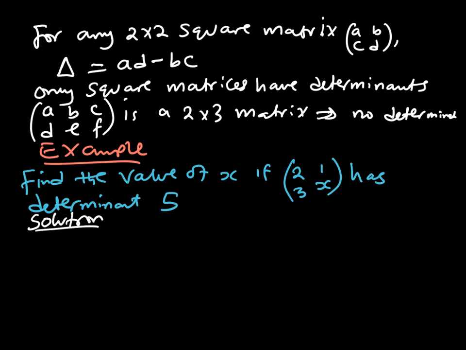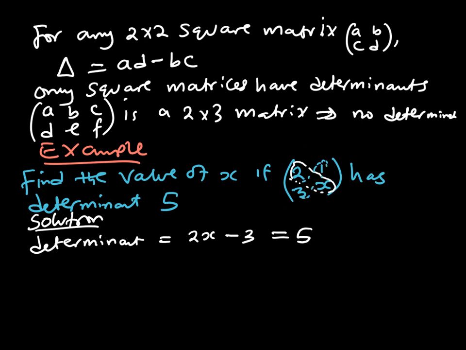Get the determinant of this matrix. The determinant will be equal to the product, which is 2 times x is 2x, minus 3 times 1 is 3, and that must be equal to 5. We get the product of the leading diagonal minus the product of the minor diagonal. So we have 2x minus 3, and that is equal to 5.